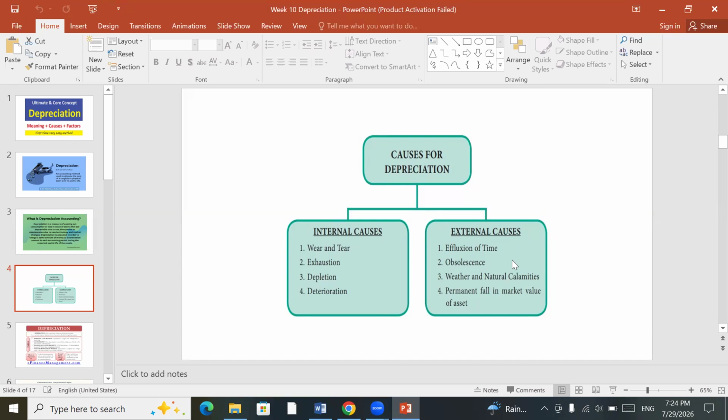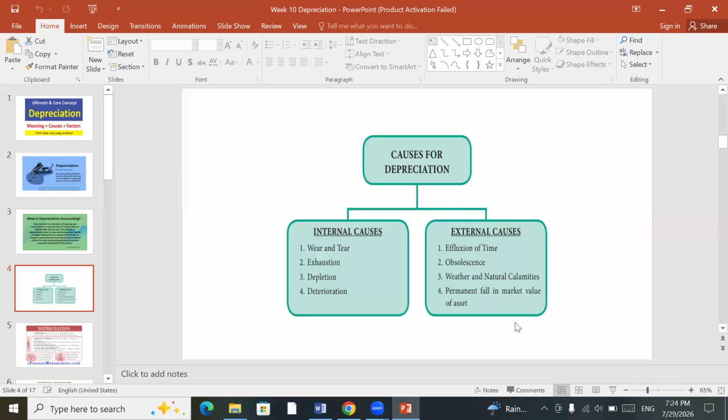Obsolescence. Obsolescence means model or fall. Old model or traditional model and new model. When a new model comes to market, the old model is already damaged or the market falls. In this case, you have to face loss. This kind of loss is called obsolescence.